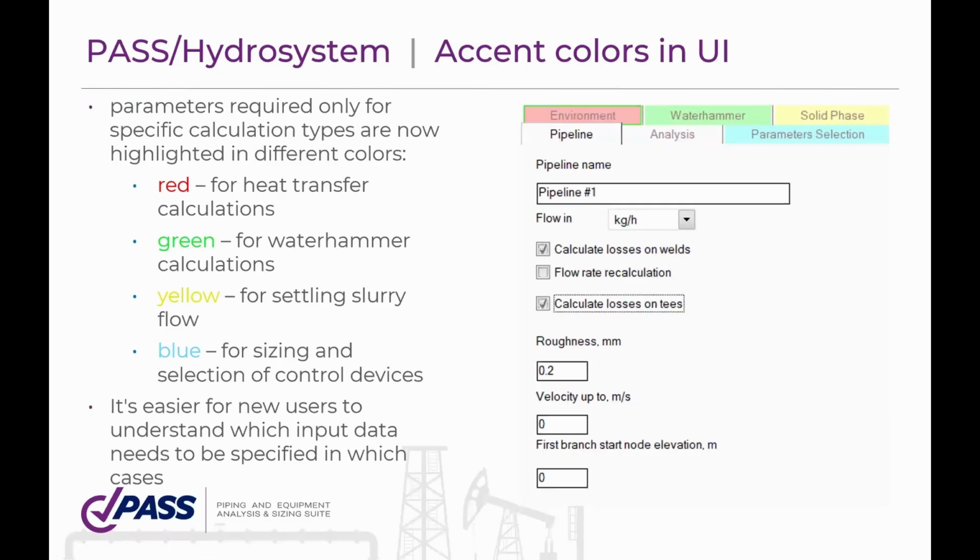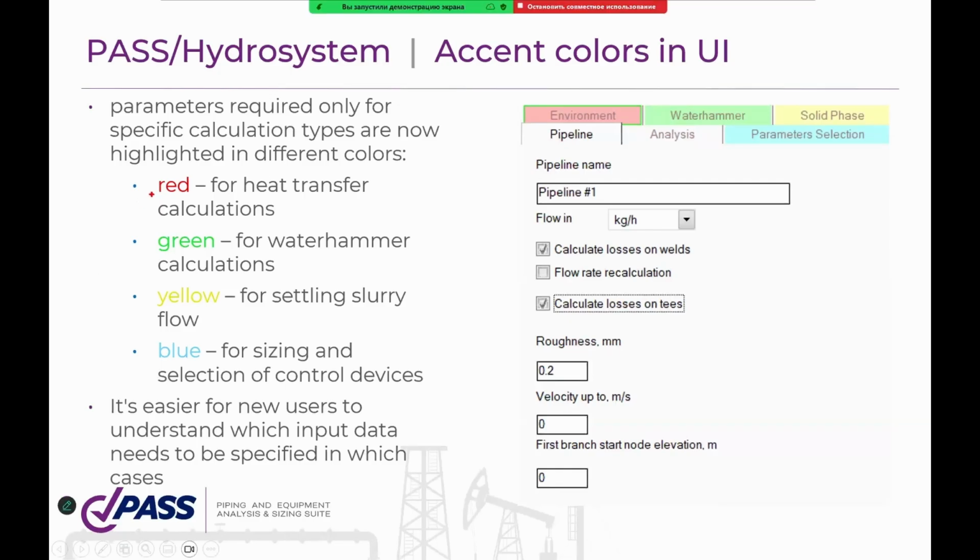Because HYDROSYSTEM is capable of performing different types of analysis, such as isothermal flow analysis, heat and hydraulic analysis, water hammer analysis, etc., new users who didn't use HYDROSYSTEM before may not easily understand what tabs should be filled for this type of analysis, or what tab isn't required for this type of analysis. That's why we decided to add different colors for different types of calculations which HYDROSYSTEM performs.